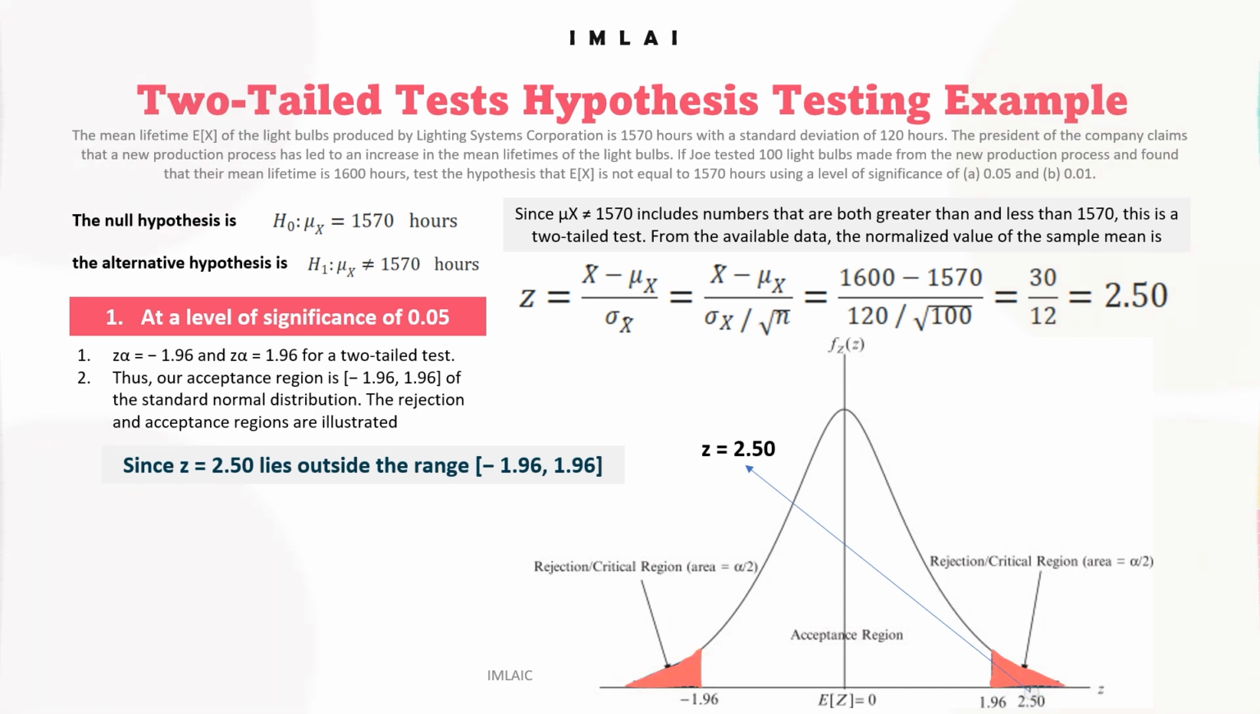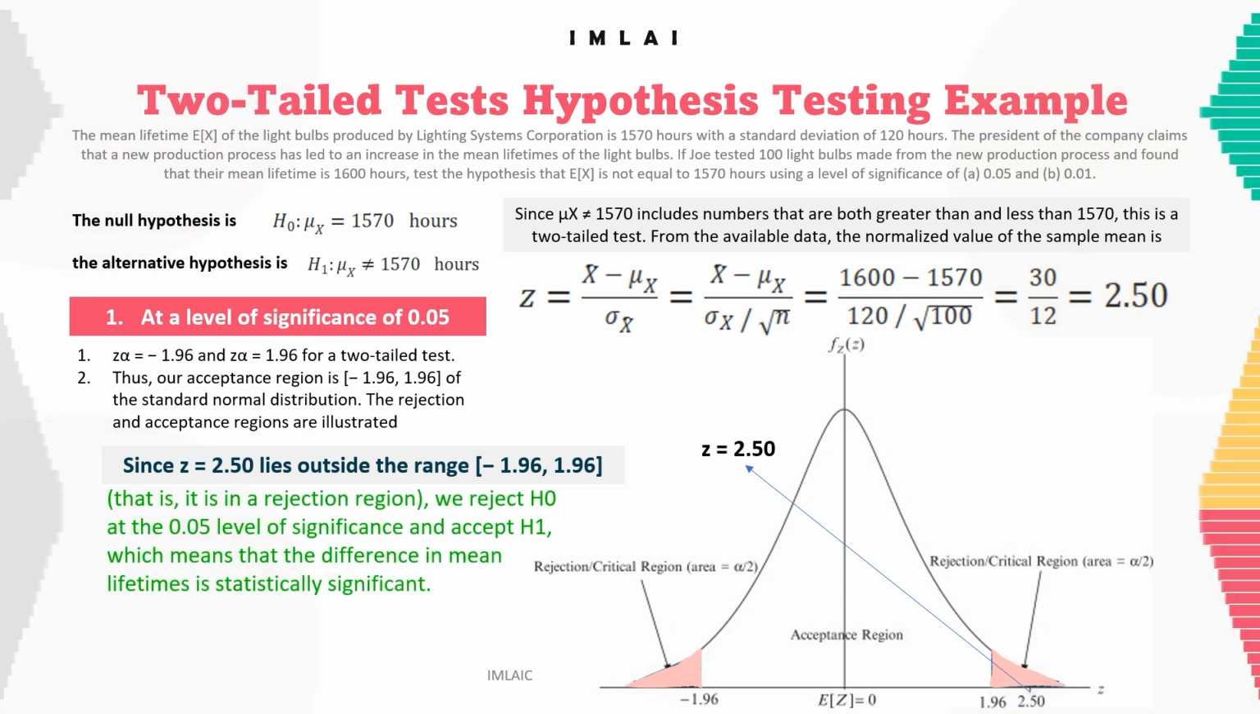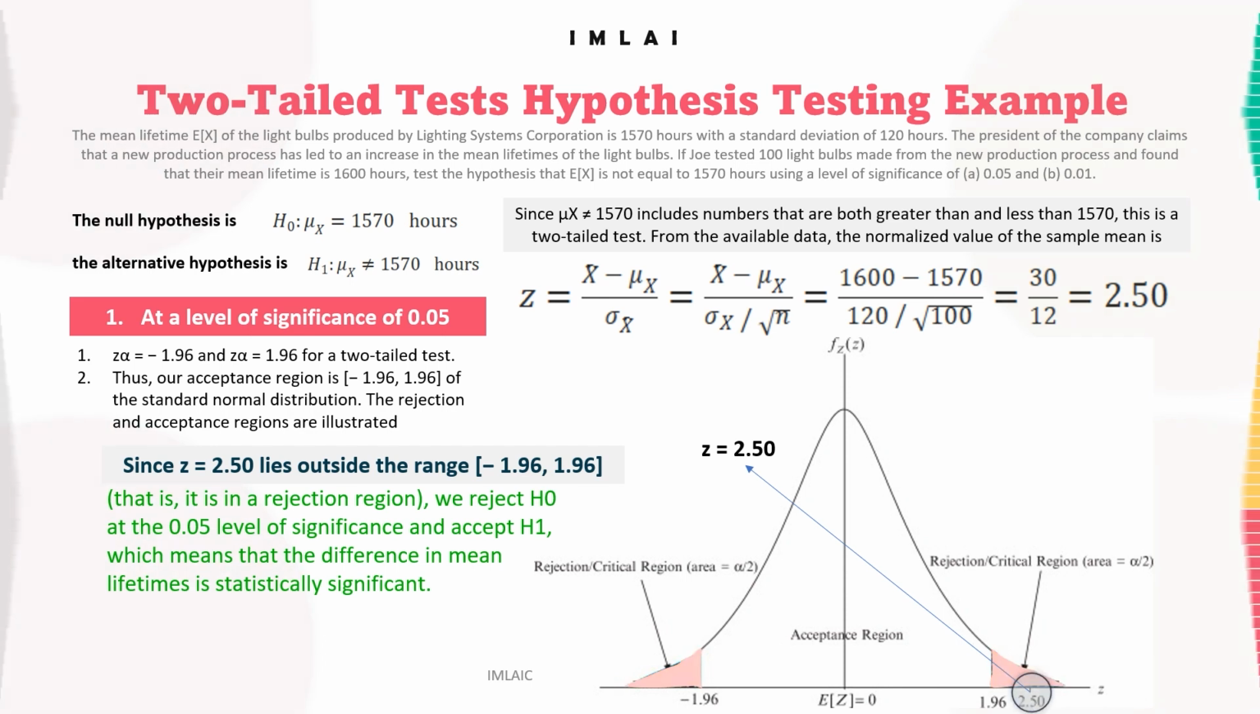So for a two-tailed test, since z is equal to 2.50, which lies outside the range of minus 1.96 to 1.96, that is, it is in a rejection region, we reject the null hypothesis at the 0.05 level of significance and accept the alternate hypothesis, which means that the difference in mean lifetimes is statistically significant.